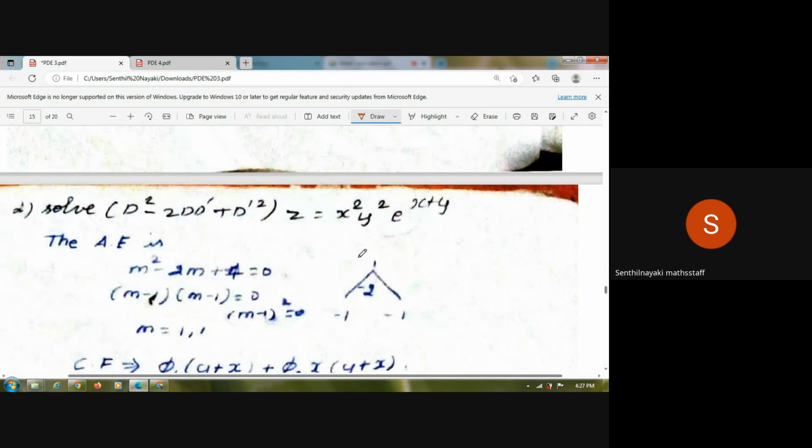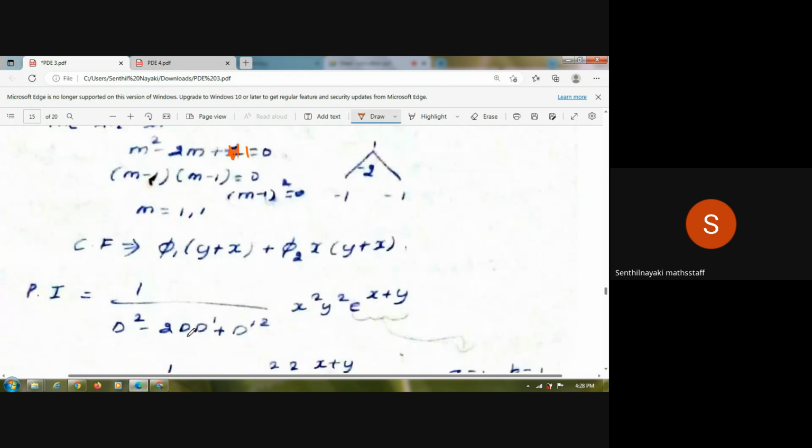Similarly here, the exponential function is multiplied with the polynomial x square y square. Therefore it is a fourth type. So first we have to find out the auxiliary equation. The auxiliary equation is m square minus 2m plus 1. Therefore (m minus 1) the whole square equal to 0. Therefore m equal to 1, 1.